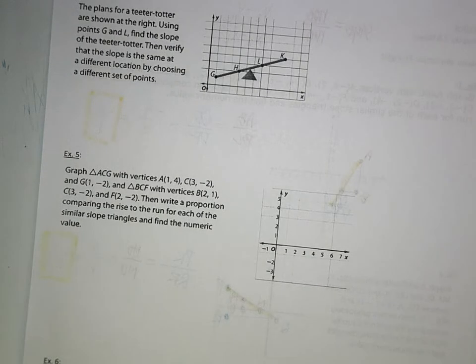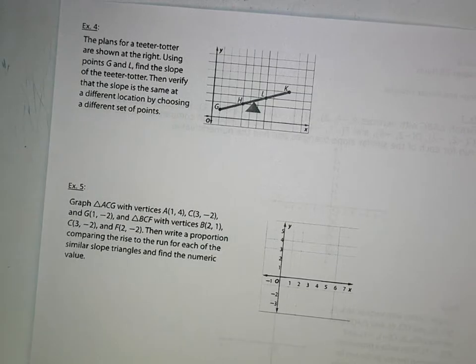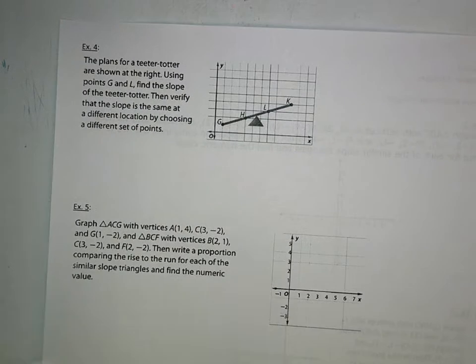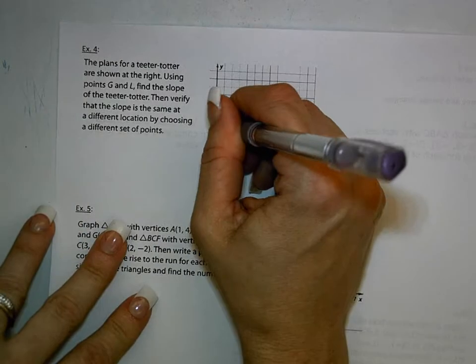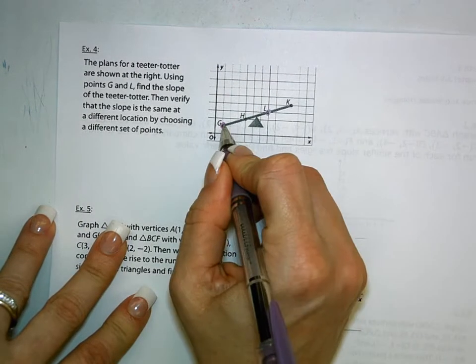Okay, on the back, 3 more that are almost exactly the same, or exactly the same type of problems. I'll use a different one. Okay. On number 4, it says the plans for a teeter-totter are shown at the right. Using points G and L, find the slope of the teeter-totter. Then verify that the slope is the same at a different location by choosing a different set of points. Okay, so if we're going to use points G and L, we're basically going to draw a triangle.